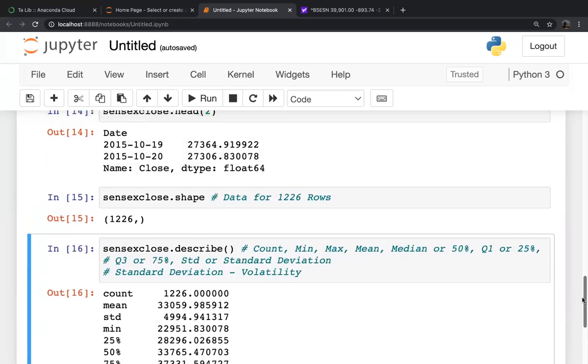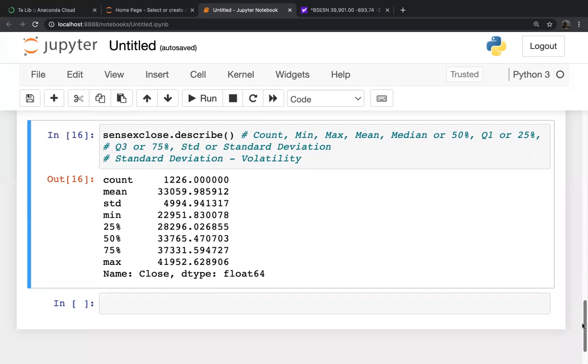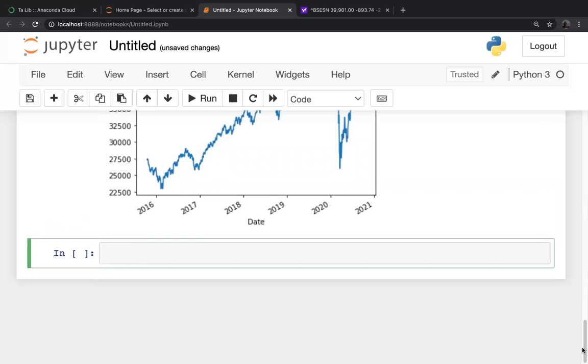Now, these are all predefined functions. There is no need for coding, or you don't need to do anything in Python. This is simply a predefined function which you are using. You can also plot. Sensex close dot plot, kind is equal to single quote line. You'll get the line plot.